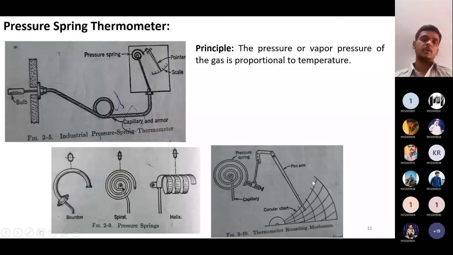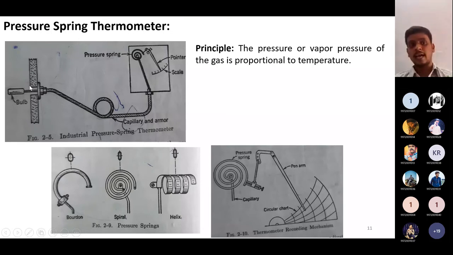So there is not a great difference among the liquid filled, the mercury in glass, the solid filled, or the vapor or gas filled types. The operating principle is almost the same. The first one is the cubical expansion of the mercury, the second one is the thermal expansion of the solid, and the third one is the vapor pressure or pressure expansion of the vapor or gas filled thermometer. Whenever the gas or vapor expands, this expansion causes a deflection in the pressure spring.